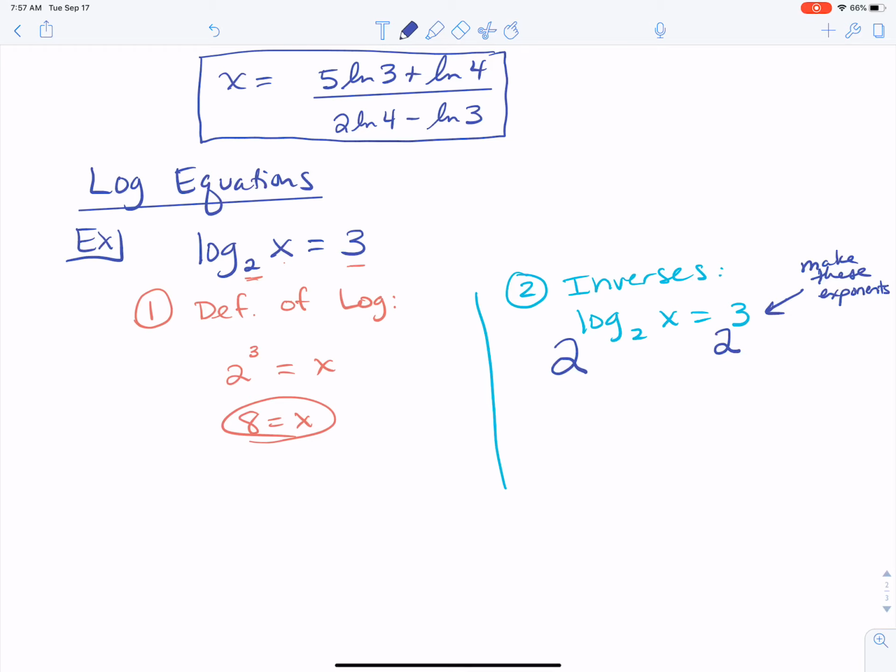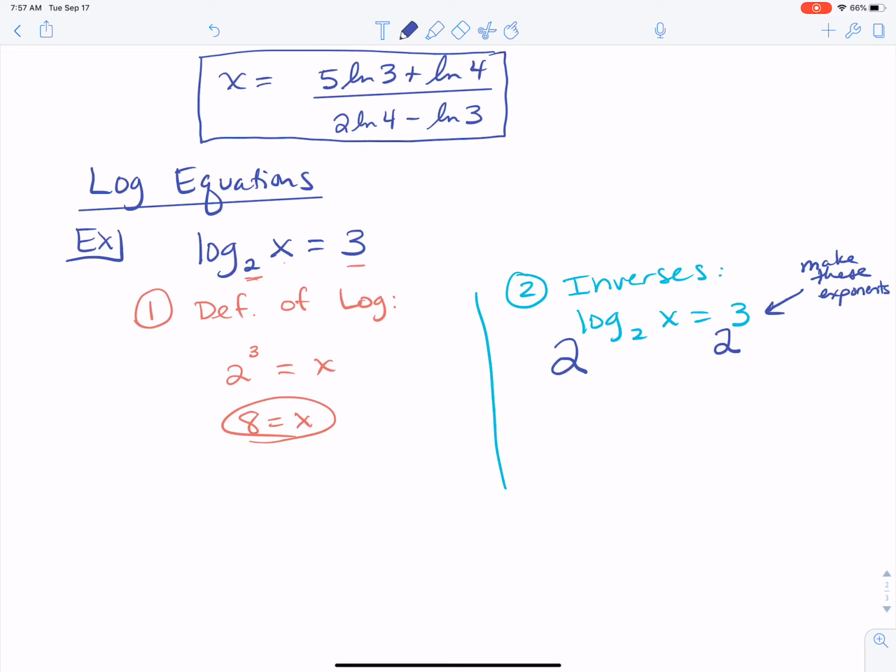And again, this is the method that I chose to do in high school because I was not very good at the definition of the logarithm for some reason. I don't know. I was just terrible at it. So that method 2 is what I chose to do, even though it's really weird.